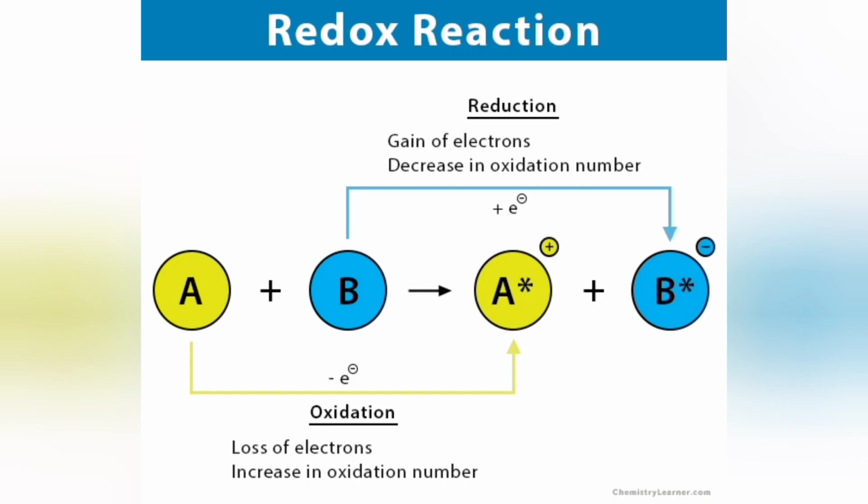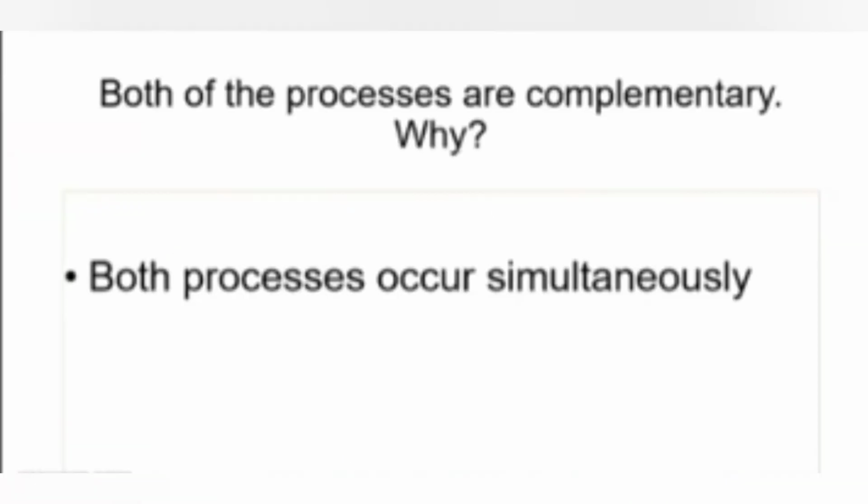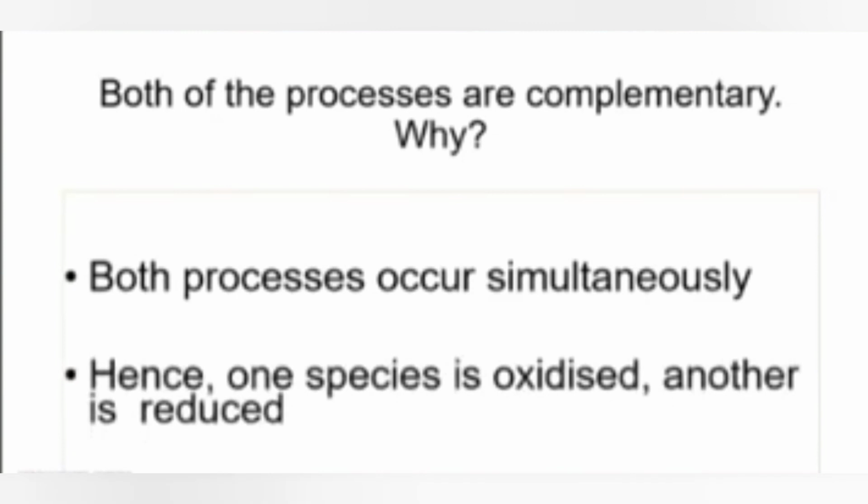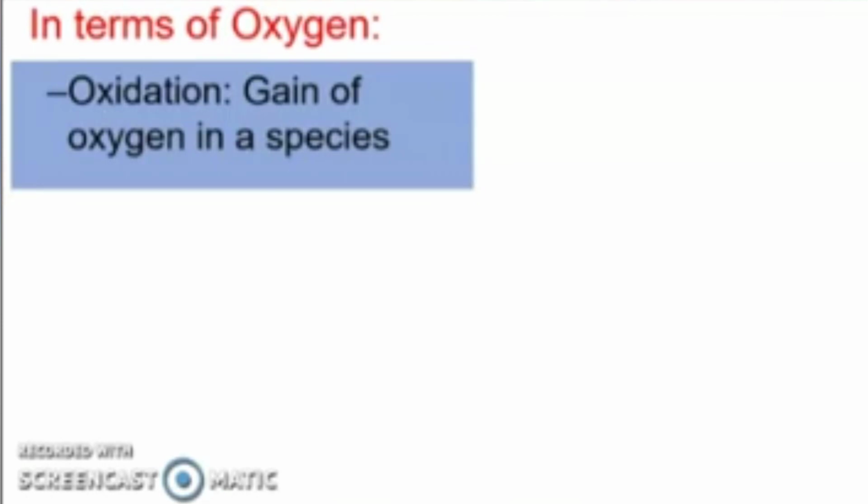Water. Now let's look at oxidation and reduction reaction. It is also called redox reaction. Why? Because it is a complementary process which occur simultaneously. That is, as one species is being oxidized, the other species is being what? Reduced. Okay, there are three main ways we define redox reaction. We define redox reaction in terms of oxygen, in terms of hydrogen, and then in terms of electron transfer.